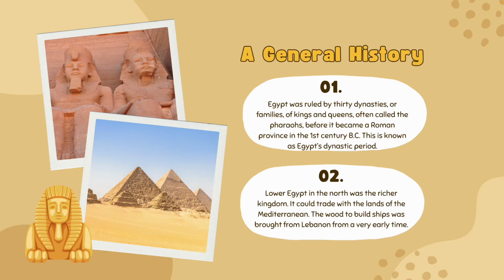So first things first. Can you see the pyramids? Yes. So the first point that we're going to learn about is that Egypt was ruled by dynasties, which meant it was ruled by people of the same family, okay? And whenever Egypt was ruled by a dynasty, it was known as a dynastic period.